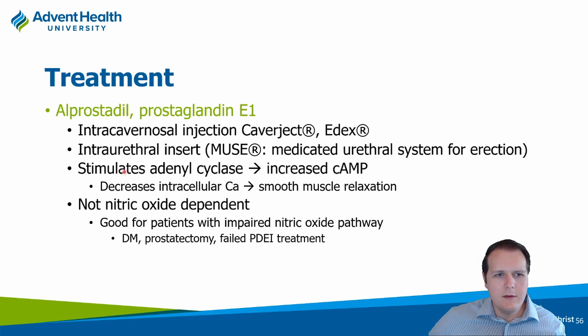So in terms of alternative agents here, there's one called alprostadil, which is basically prostaglandin E1. It comes either as an intracavernosal injection, known as Caverject or EDEX, or as an intraurethral insert called MUSE, the medicated urethral system for erection. And basically what this is doing is, instead of affecting cyclic GMP directly, it actually will stimulate adenylyl cyclase to increase cyclic AMP.